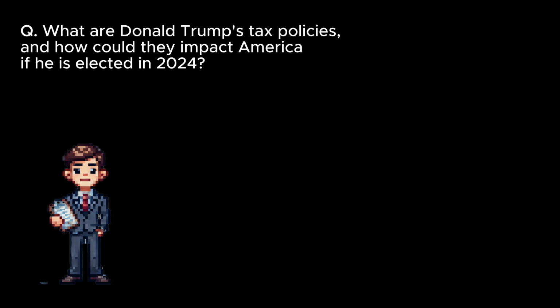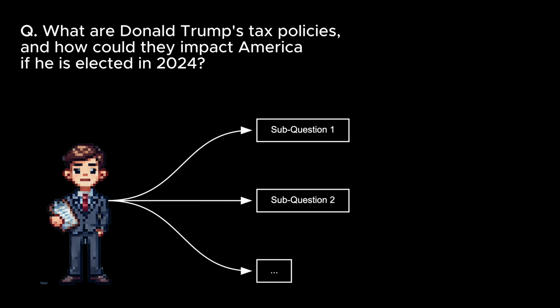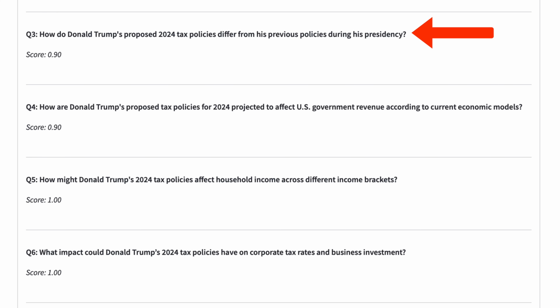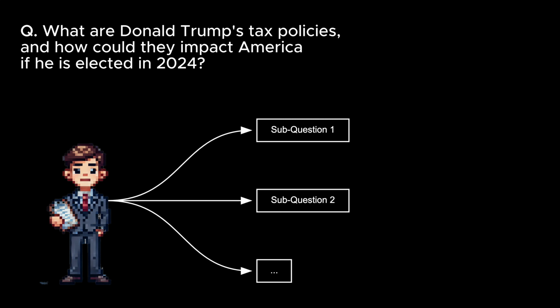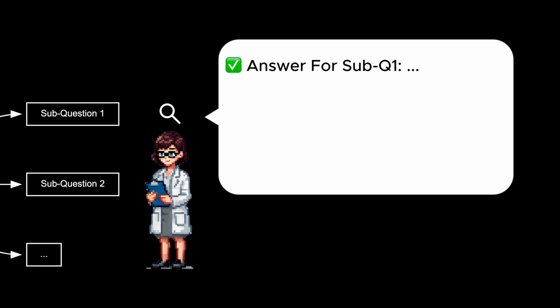When you ask a question like, "What are Donald Trump's tax policies?" the manager agent breaks your question down into specific sub-questions like, "How do Trump's proposed 2024 tax policies differ from his previous policies during his presidency? What impact could Trump's 2024 tax policies have on corporate tax rates and business investment?" These sub-questions go straight to the researcher, who finds relevant answers on the internet for each one.